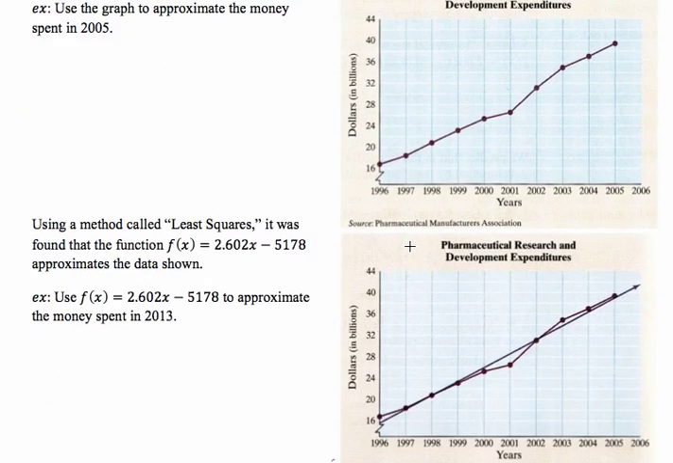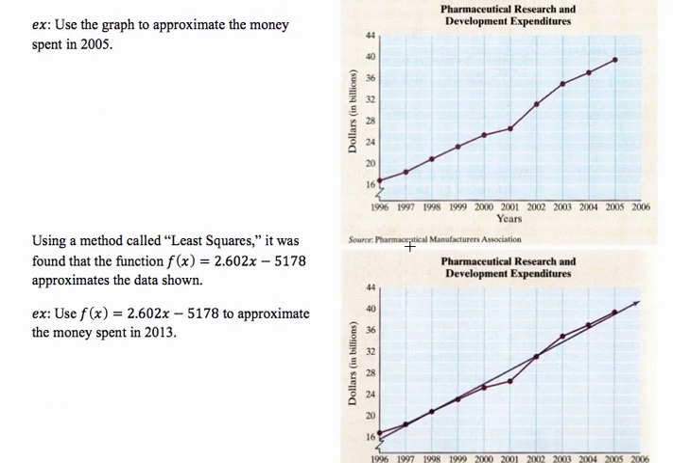Here's a graph of pharmaceutical research and development expenditures over years. So this is dollars on the y-axis, years on the x-axis. Let's approximate the money spent in 2005. So the idea is you have to figure out, well, which axis is that on? And in this example, it's fairly easy because 2005 is only on one of the axes, right? It's got to be an x value.